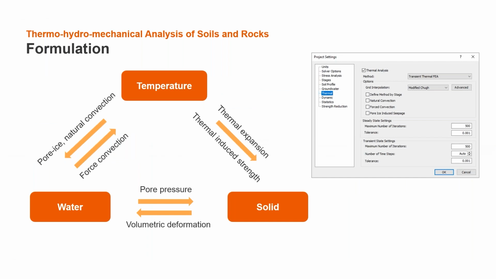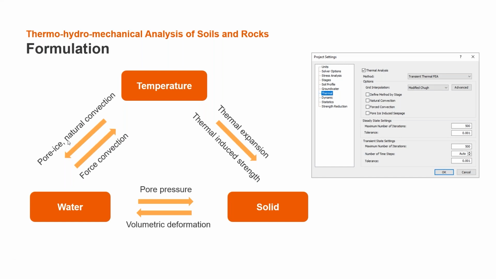By introducing the thermal module, now we can do fully coupled thermal, hydro, and mechanical analysis in RS2. For temperature, we have the effect on solids by thermal expansion and thermo-induced strength effects. And for water, we have the effect on the temperature by flow convection, whereas the temperature will affect the water by the polarized behavior, natural convection, or thermo-induced hydraulic properties.